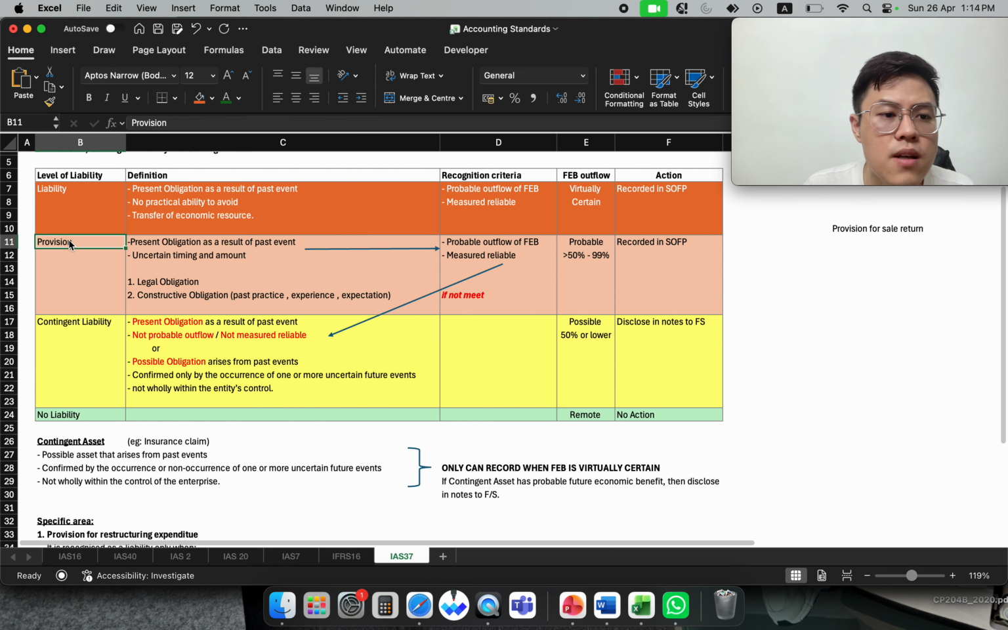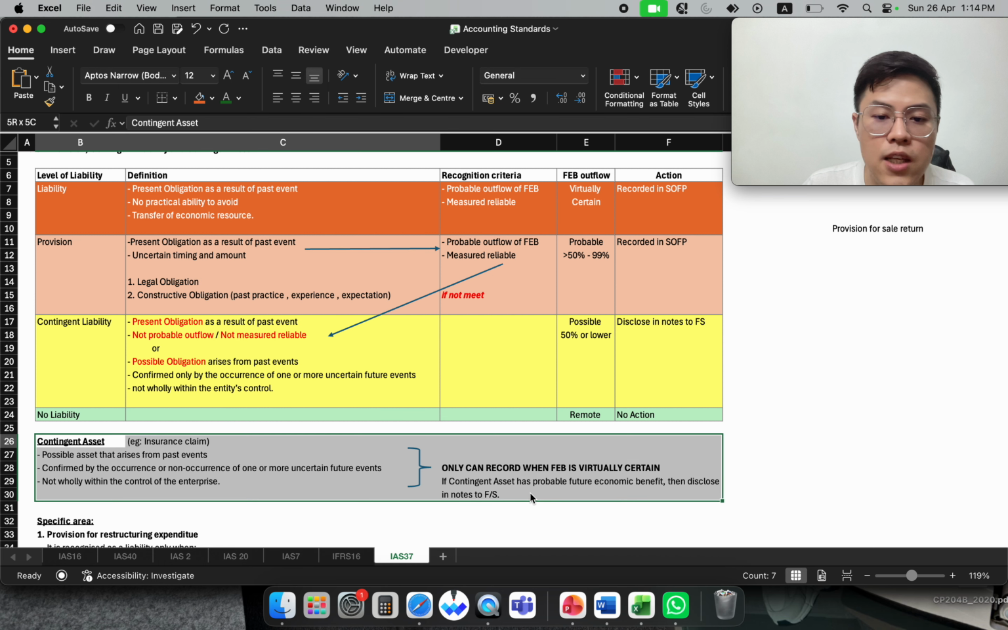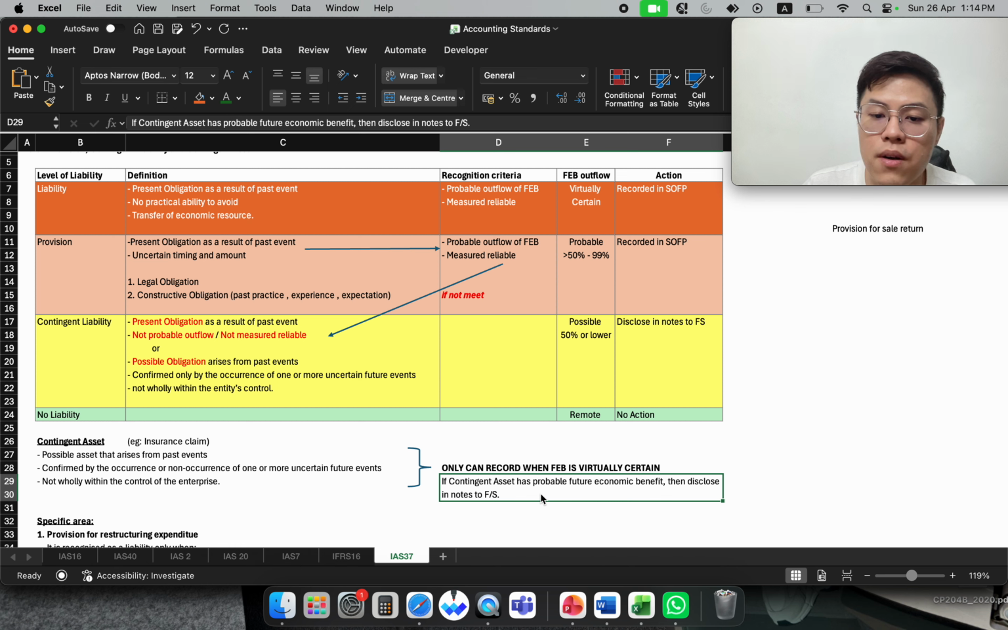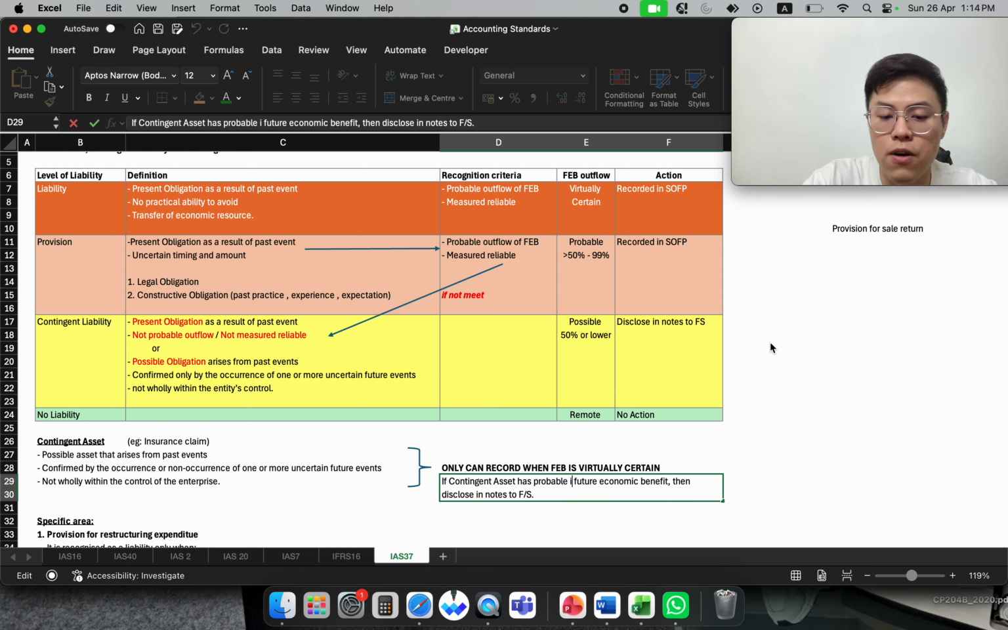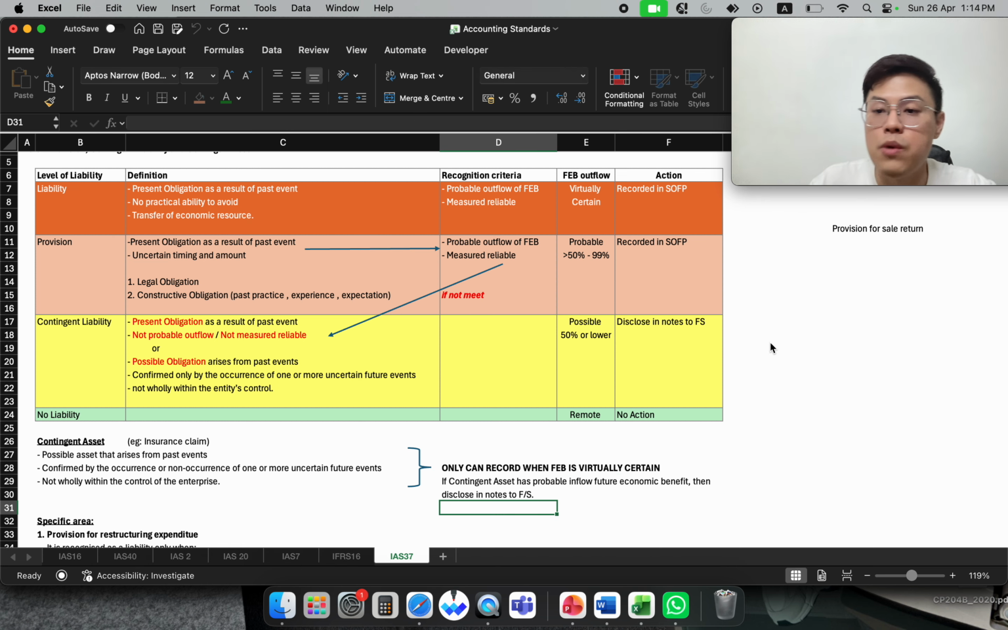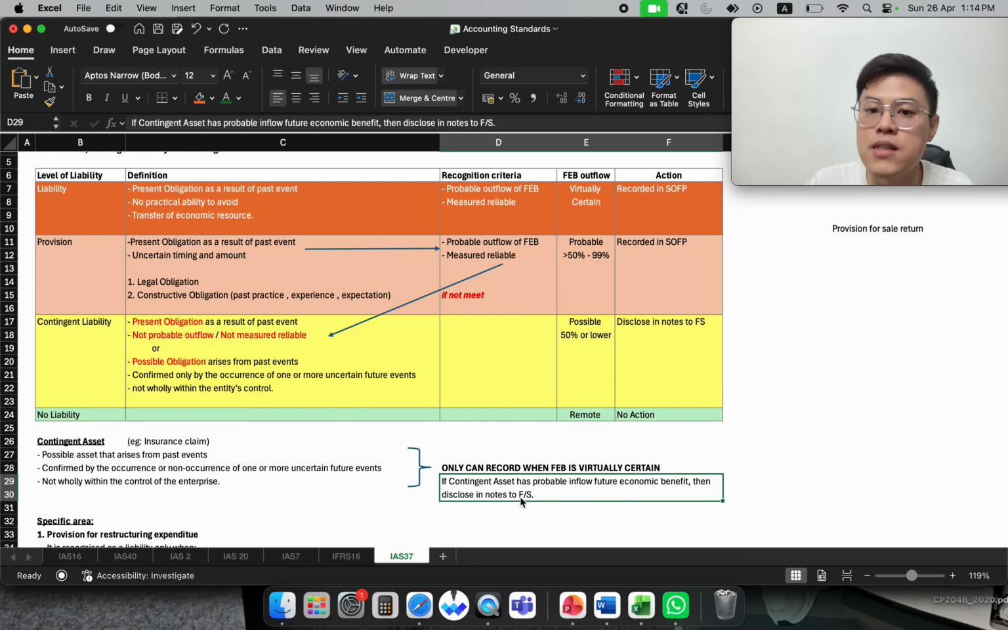For provisions, with a probable outflow, we will already record in the SOFP. But for a contingent asset, even if it is a probable inflow of future economic benefit, we still only disclose, because this is in line with the prudence concept. We don't want to overstate our assets. Good things not confirmed yet, I don't want to record. If good things are only probable, I don't want to record. Only when confirmed, I record.